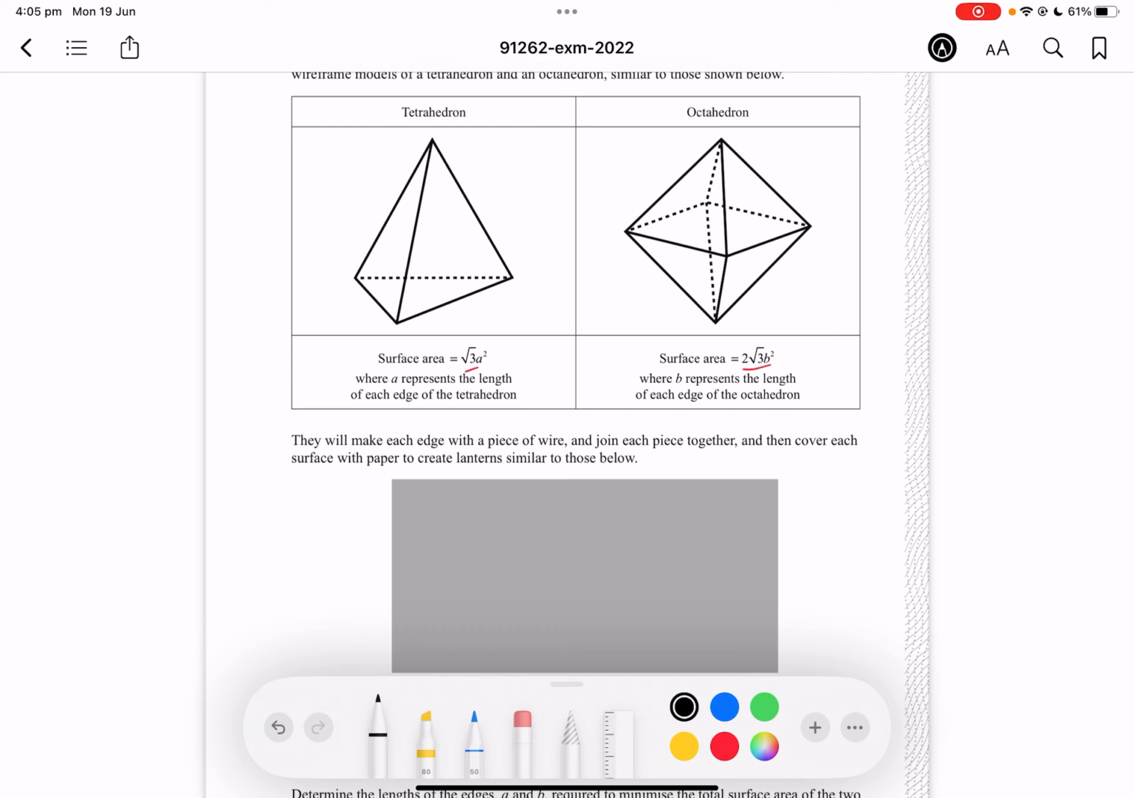So in this case, our tetrahedron, different color, sorry, has 1, 2, 3, 4, 5, 6. So we have 6 edges here. The octahedron has 1, 2, 3, 4, 5, 6, 7, 8, 9, 10, 11, 12. So it has 12 edges here.